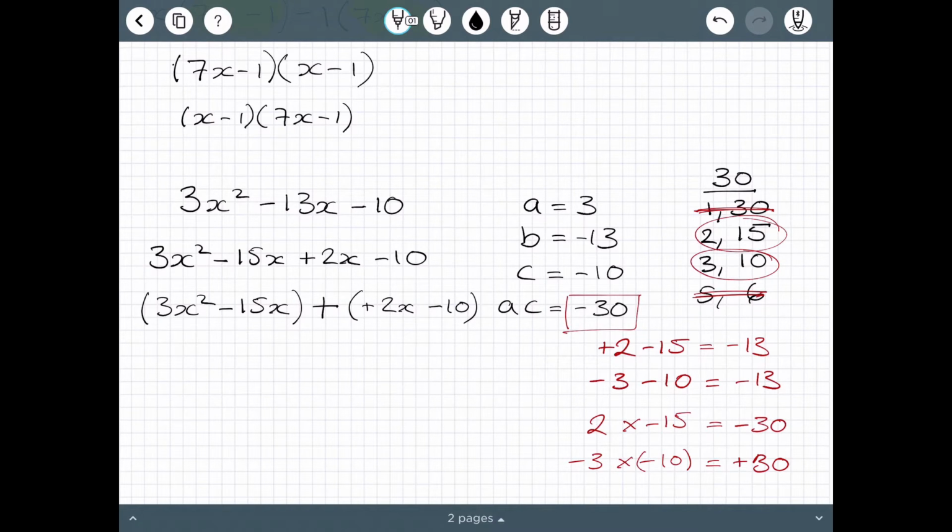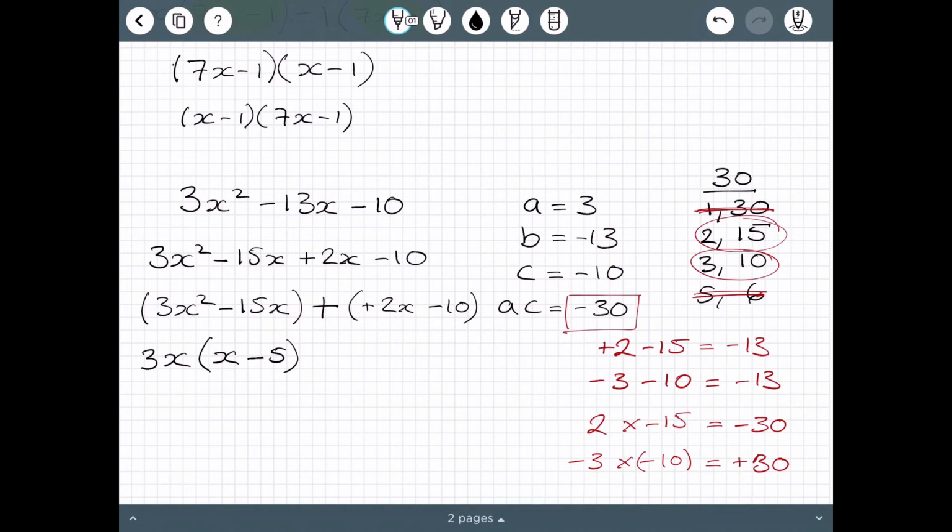So what's common to 3x squared and minus 15x? Well, we can see that 3 is common to 3 and 15, so we can write that down. And x is common to both as well, so we can write that down. So that leaves me 3x on the outside. So 3x times what is 3x squared? That would be x. And 3x times what is negative 15x? That would be negative 5. Okay.